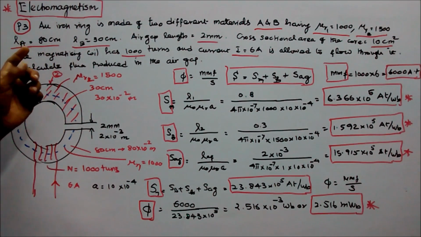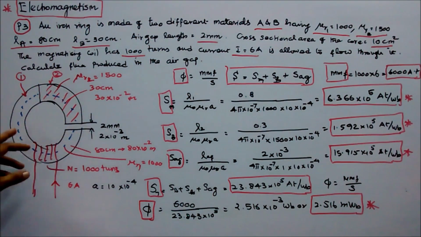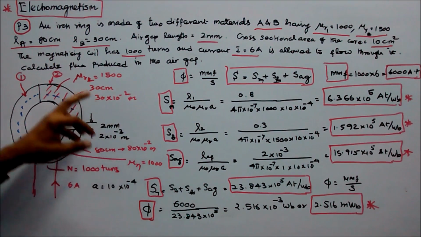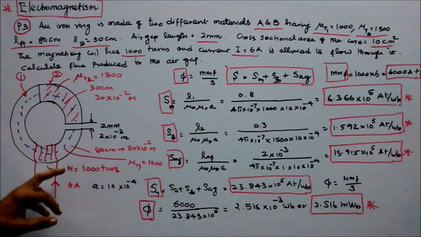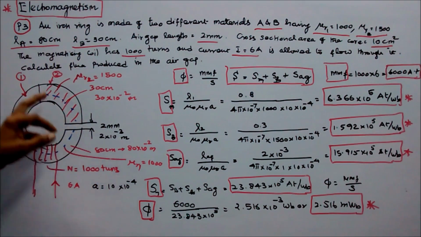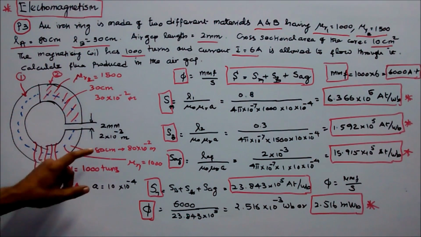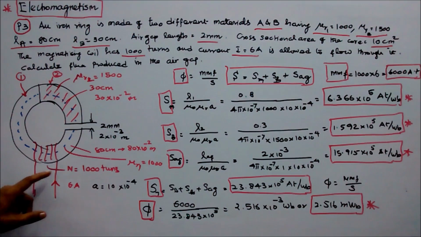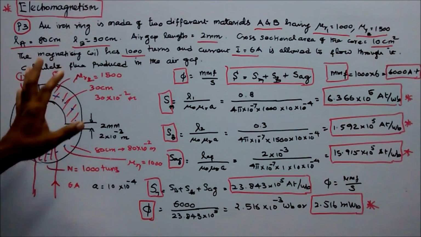Problem number 3. An iron ring is made of two different materials A and B. Relative permeability of A is 1000. Relative permeability of B is 1500. Mean length of A is 80 cm. Mean length of B is 30 cm. Air gap length is 2 mm. Number of turns is 1000. Exciting current is 6 amps. Calculate flux produced in the air gap.